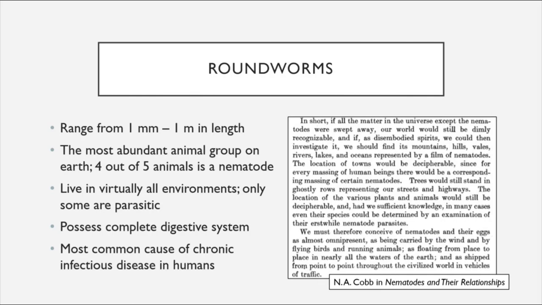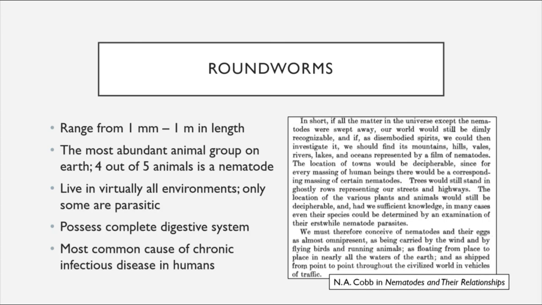Lastly, we have the roundworms. So roundworms, unlike flatworms, have rounded bodies that are not segmented, and they range in length from as little as 1 millimeter all the way up to 1 meter. Roundworms are absolutely ubiquitous on the surface of the planet. They are the most abundant animal group on Earth.